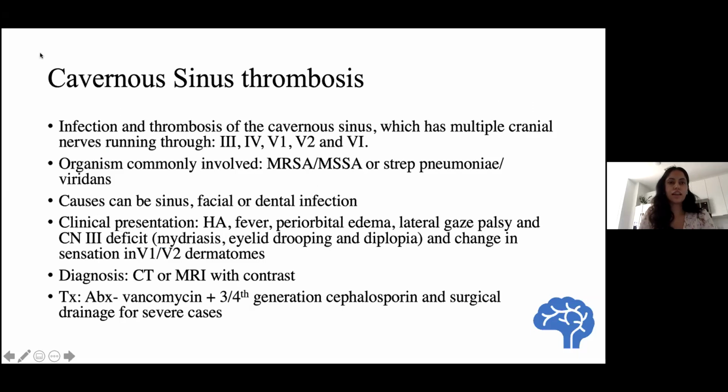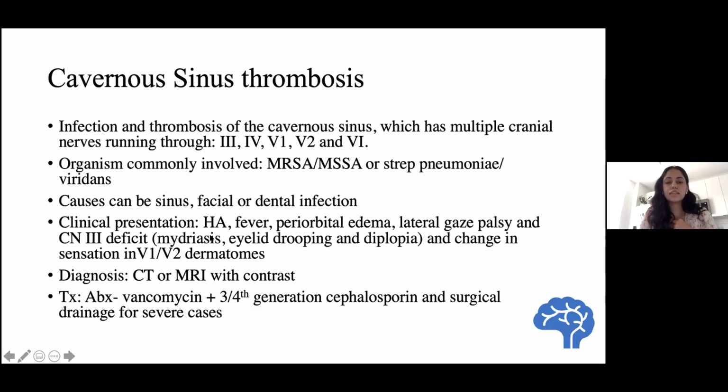So the answer is actually cavernous sinus thrombosis, and it's important to understand the anatomy of what is going through the cavernous sinus to be able to answer this question. Common causes of cavernous sinus thrombosis are infection, and that inflammation ultimately leads to thrombosis of the cavernous sinus. There are multiple cranial nerves that run through the cavernous sinus: third, fourth, sixth, and then you have the trigeminal branches, V1 and V2. Organisms commonly involved include MRSA, MSSA, strep pneumo, or viridans. That's why a lot of sinus infections, facial infections, and dental infections can ascend, because the drainage system is connected, and they can spread to the cavernous sinus and cause inflammation. Inflammation is a thrombogenic state and can cause thrombosis. And because of thrombosis, you have increased pressure buildup and you have palsies of these particular nerves.